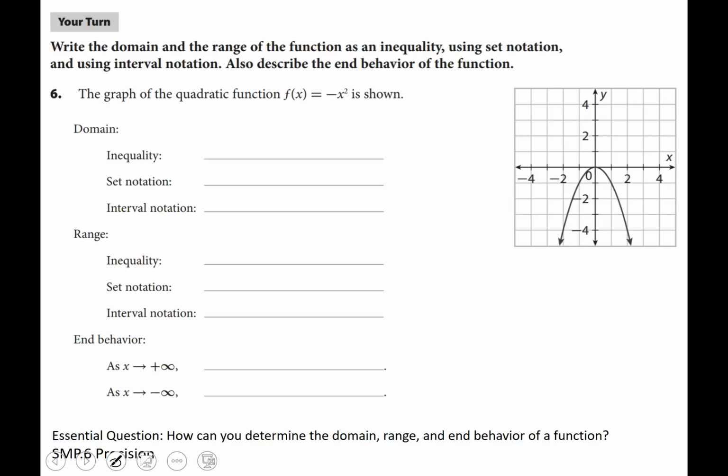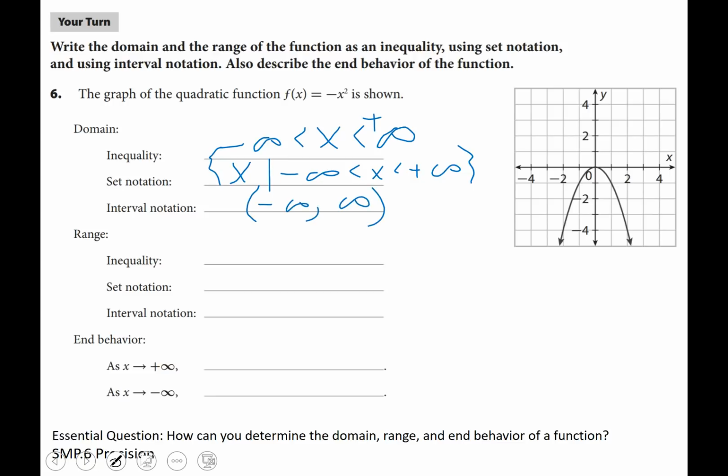So the domain, we've got arrows pointing in each direction, so domain would be from negative infinity to positive infinity, and it's going to be open. Set notation is the brackets with the x bar, and the same as the inequality notation. And then the interval notation, because there are infinities, we would go parentheses from negative infinity to positive infinity.